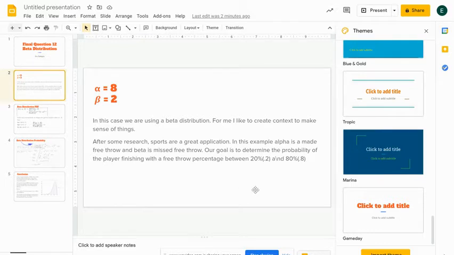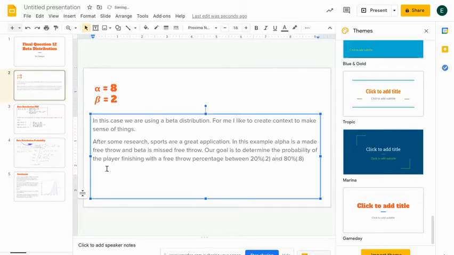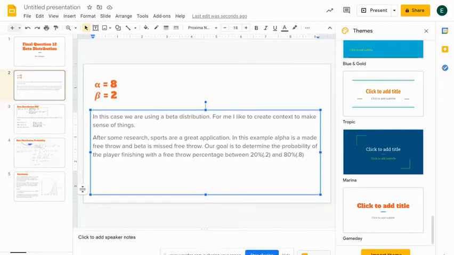For me, it makes a lot more sense when I can get context into things like this. So I did some research and found that sports is a pretty good application of the beta distribution. So I'm going to use free throw percentages on this specific problem. With an alpha of 8 and a beta of 2, our goal is to determine the probability of a player finishing with a free throw percentage between 20%, 0.2, and 80%, 0.8. Now, the application of this would say that alpha is our successes and beta is our fails.